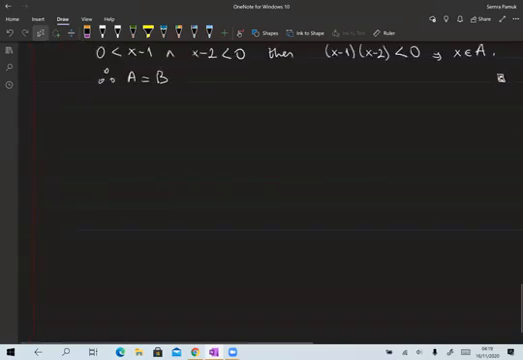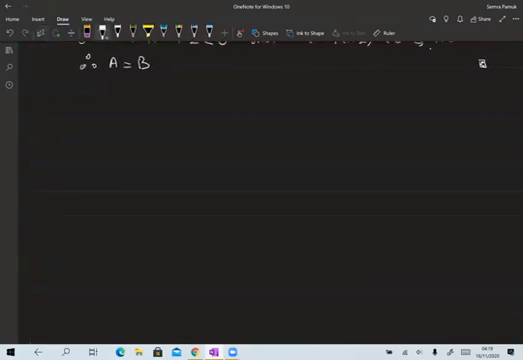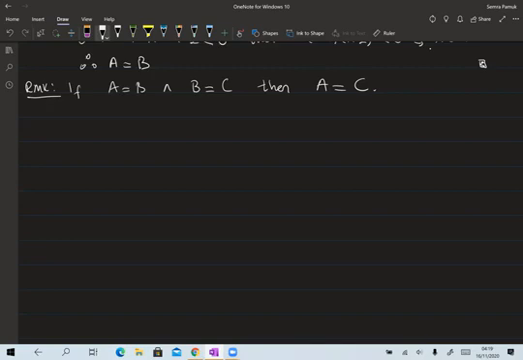Similarly, you can show, let us say, a remark: if A is equal to B and B is equal to C, then A is equal to C, right? You can prove this actually. This is not very hard, straightforward.